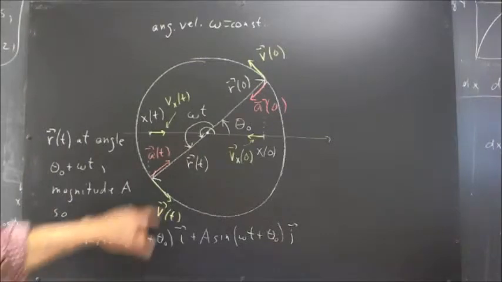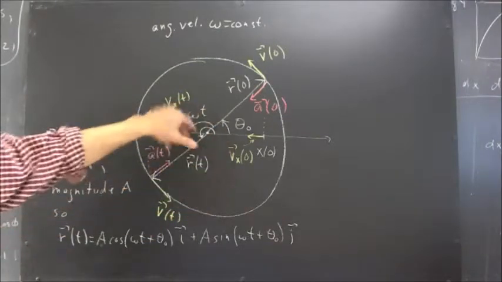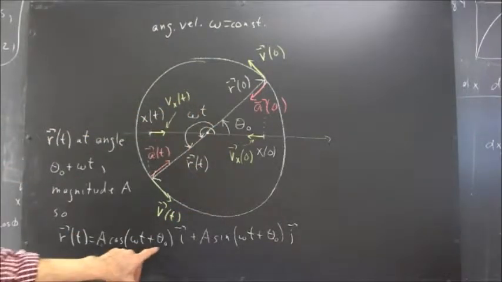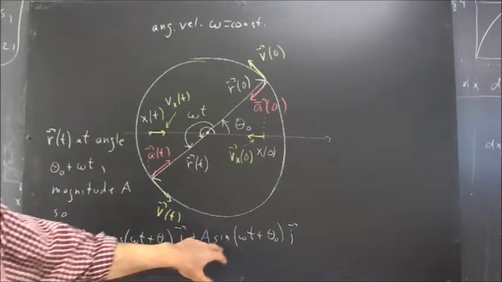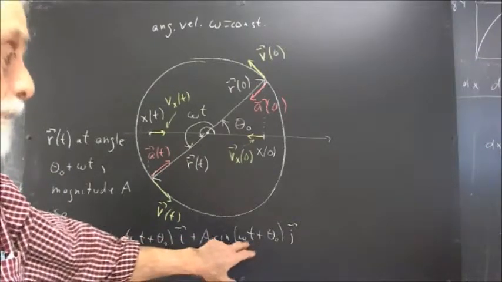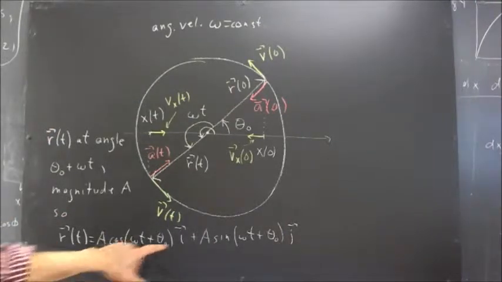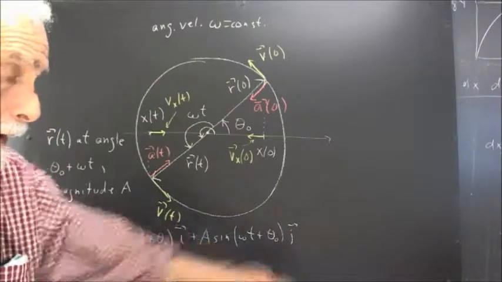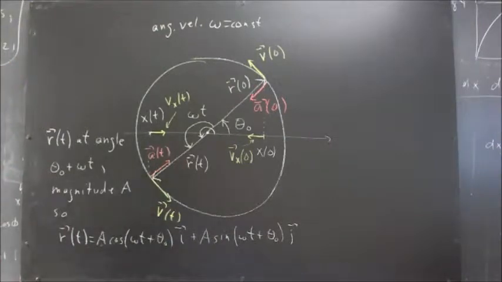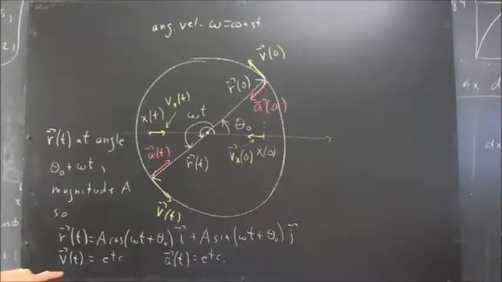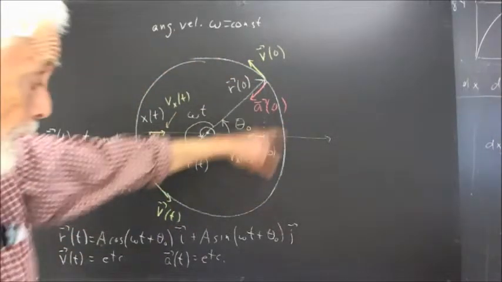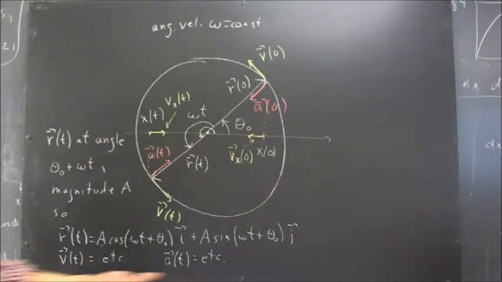Okay, a times the cosine of the angle, the angle being omega t plus theta naught, and a times the sine of the angle, again omega t plus theta naught. The cosine in the i direction, the sine in the j direction. The velocity and acceleration vectors for the motion in 2 dimensions follow. I just have etceteras down here. V of t equals etc.